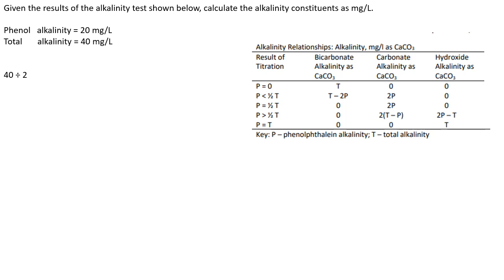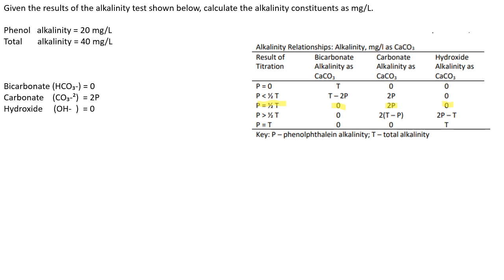40 divided by 2, and that gives you 20. So the P alkalinity of 20 is equal to half the total alkalinity of 20. So that means we're going to be using row number 3. P is equal to 1/2 of T. Row number 3, P alkalinity is equal to half the total, shows that bicarbonate alkalinity is going to be equal to 0. The carbonate alkalinity is going to be 2 times the P alkalinity, and hydroxide alkalinity is also equal to 0.